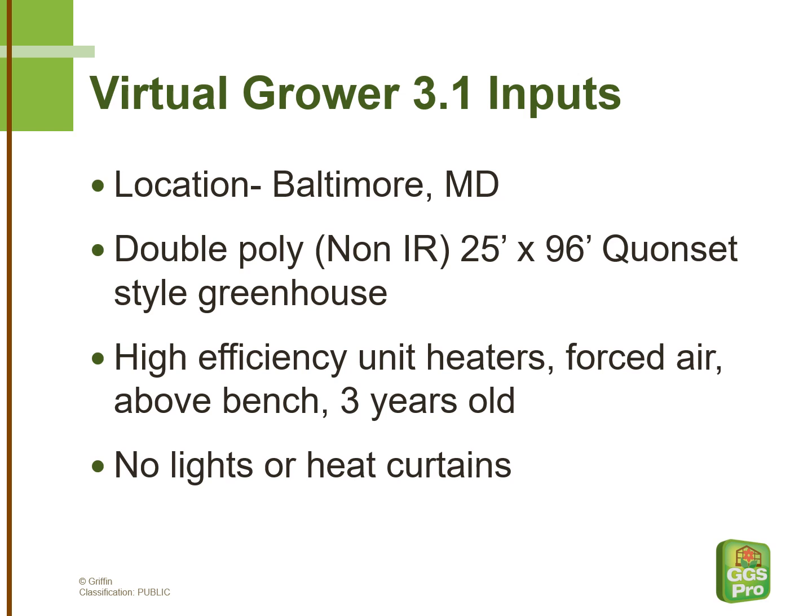So I picked Baltimore, Maryland, because it was close to the Mason-Dixon line, something in the middle of the country. And in this case, I went with maybe a little bit more of a low-tech, a small to medium-sized greenhouse operation where we're using double poly and not the infrared type films. And you can see it's a 25 by 96 hoop house. I chose high efficiency unit heaters, but they're a couple years old and they're forced air. There's no heat underneath the bench. And these particular houses don't have any light or heat curtains.